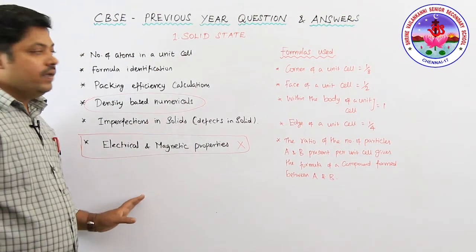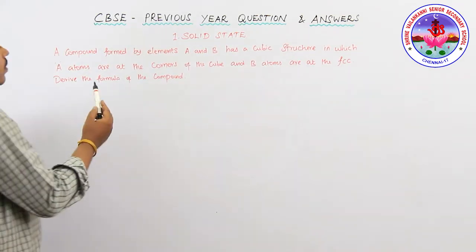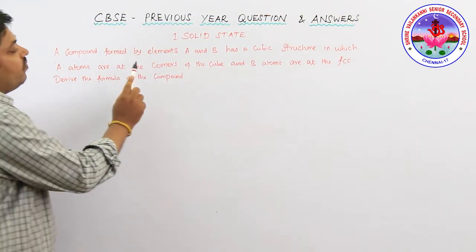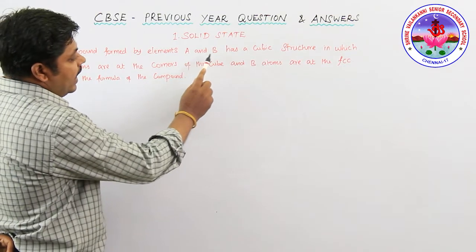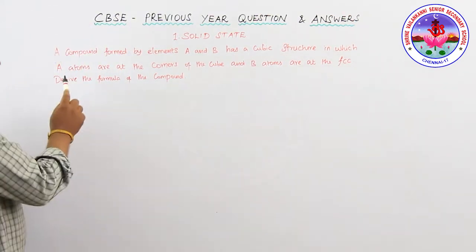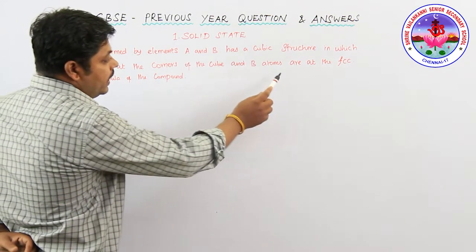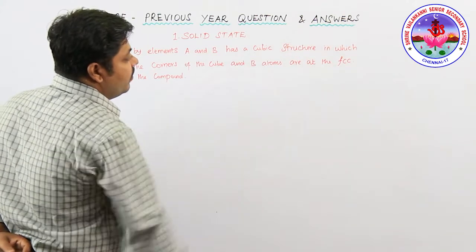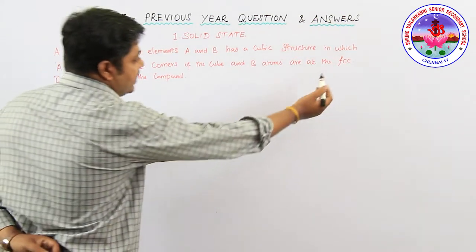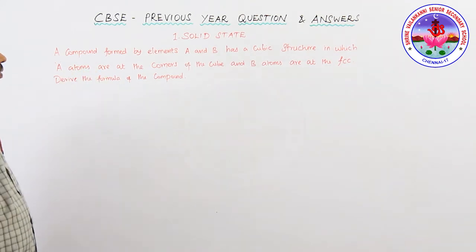Now we will see the types of questions and the answers. Now look at this problem. A compound formed by elements A and B has a cubic structure in which A atoms are at the corners of the cube and B atoms are at the face centers, that is FCC, face centered cubic. Derive the formula of the compound.